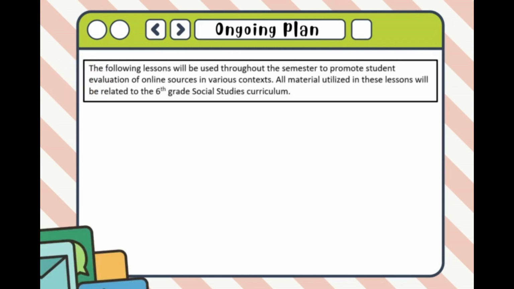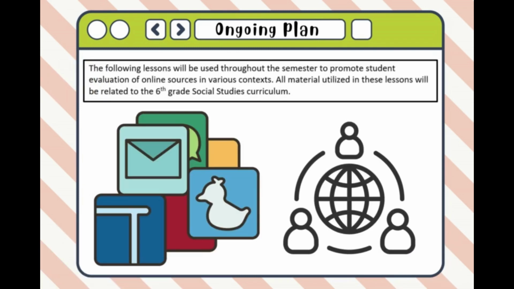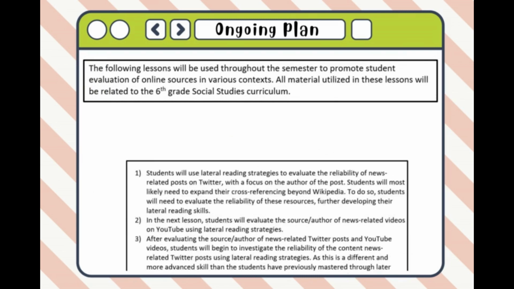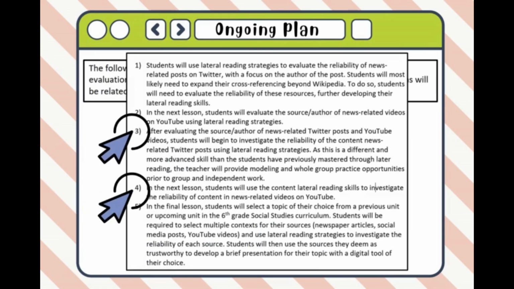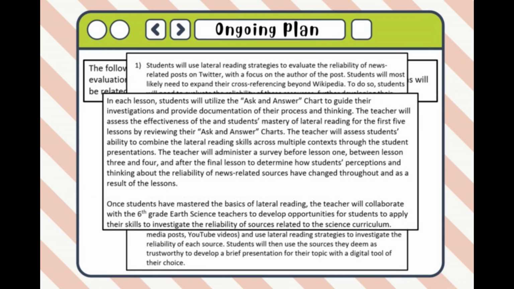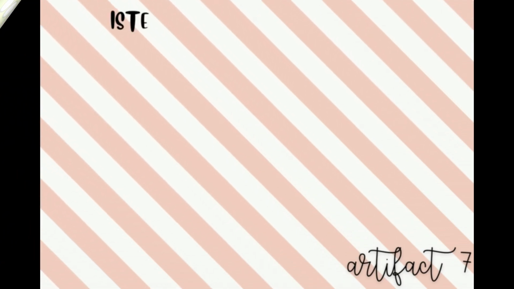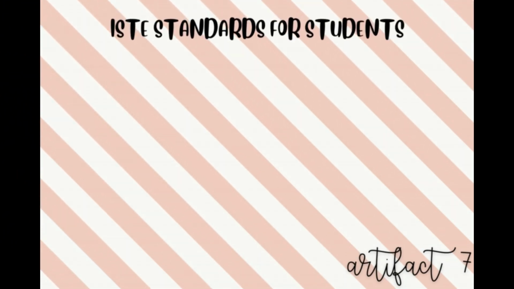examine online resources. Students are growing up in the age of quick news through social media. Subsequent lessons would include students' use of lateral reading strategies to evaluate the reliability of information presented on Twitter, Instagram, TikTok, and YouTube. Good digital citizens have an awareness of how technology can affect themselves and others.